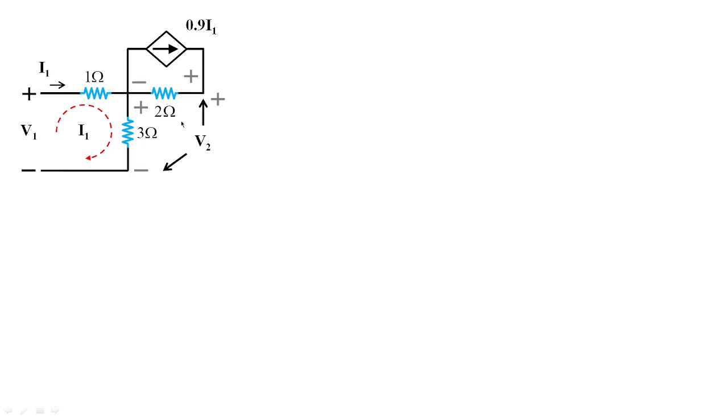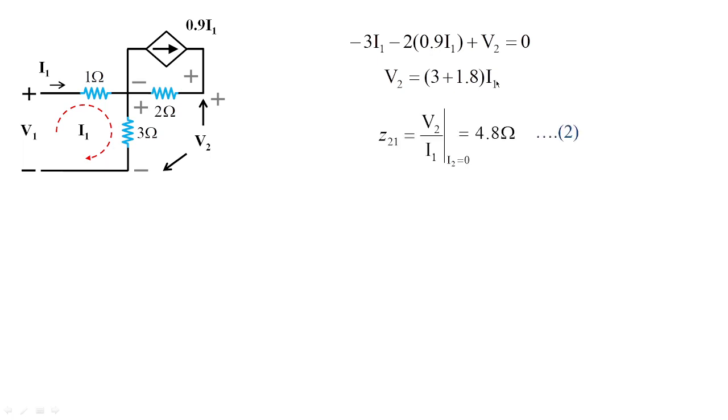And when we apply the KVL to this particular loop, I'm going to get minus 3 I1, then minus 2 times the current. The current here is the dependent current source, so 0.9 I1, plus V2 equal to 0, which will give you the value of V2 in terms of I1, that is 4.8 I1. Hence Z21 is the ratio of output voltage by input current at output current equal to 0, whose value is 4.8 ohms. Let me treat this as equation 2.